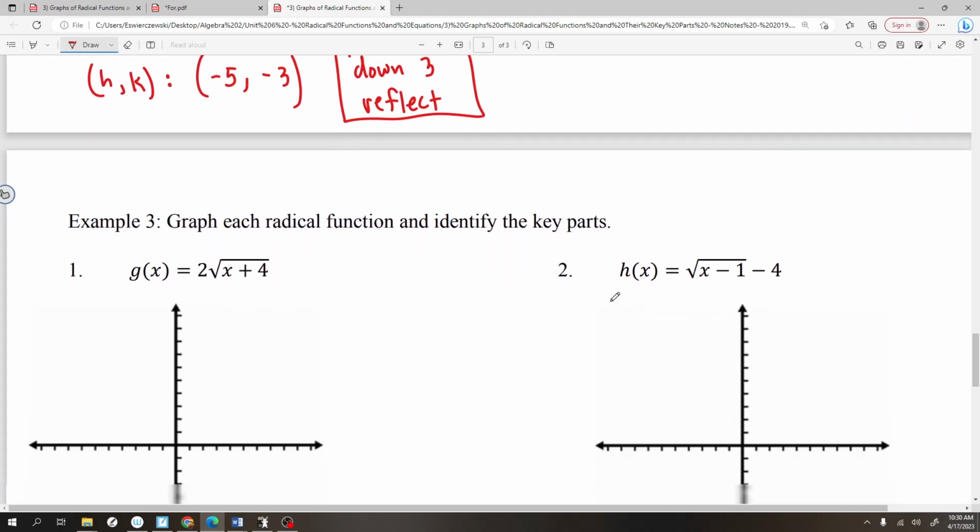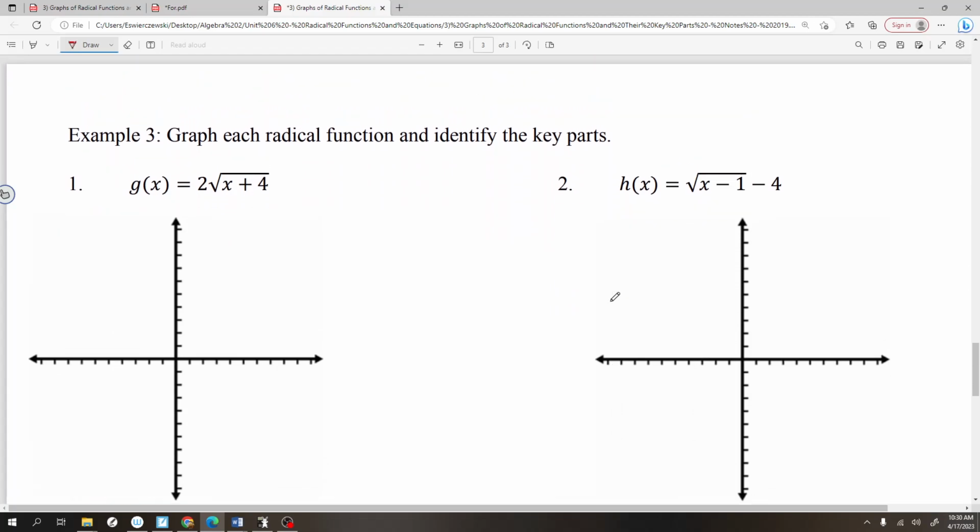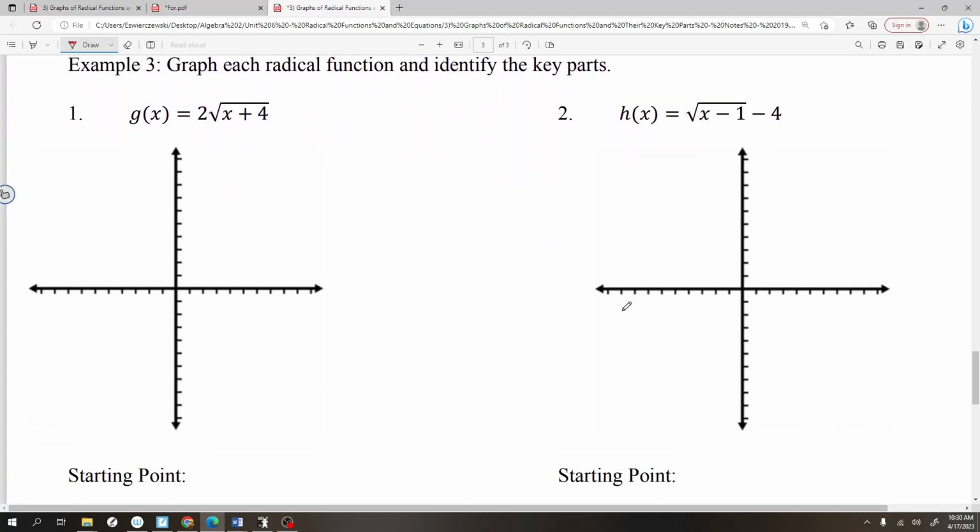Alrighty. Example 3. Now we get to graph. This is the fun part. All right, so where would our starting point be here? Well, it would be at h comma k. What is h? Careful. -4. What is k? 0. Nice. -4, 0 would be here.